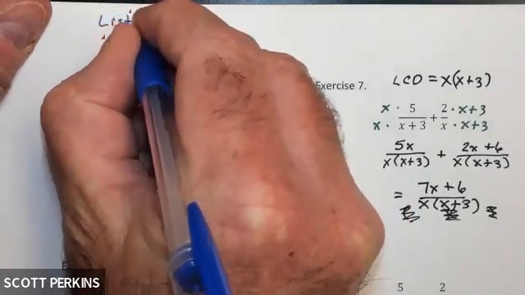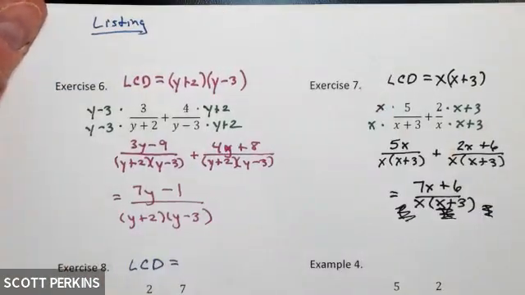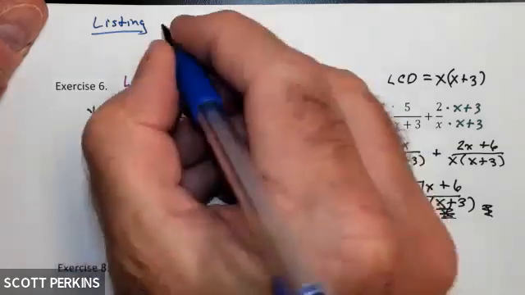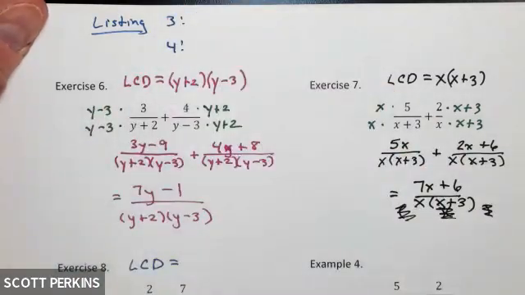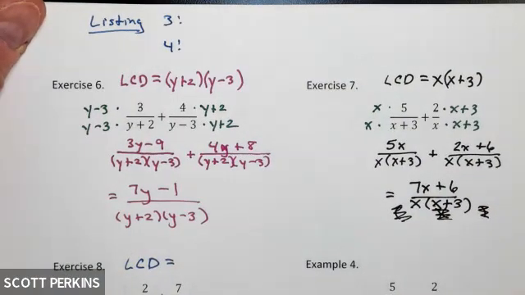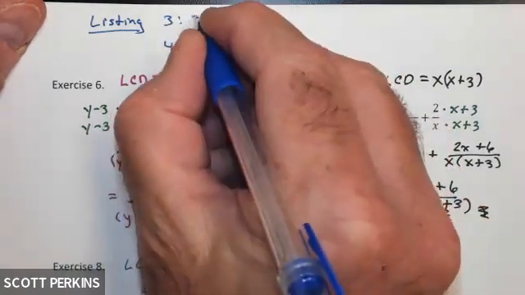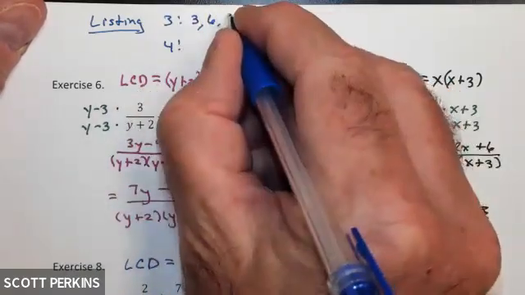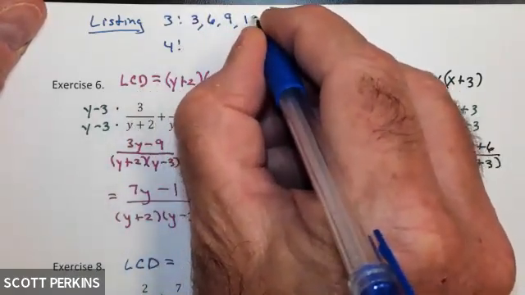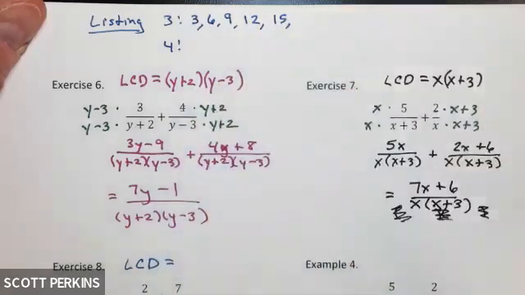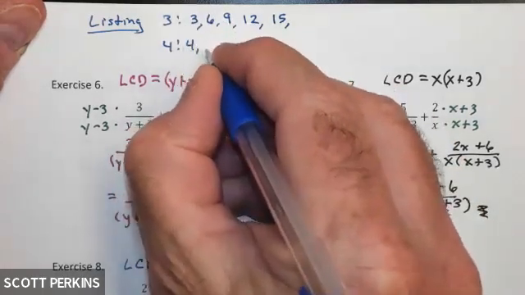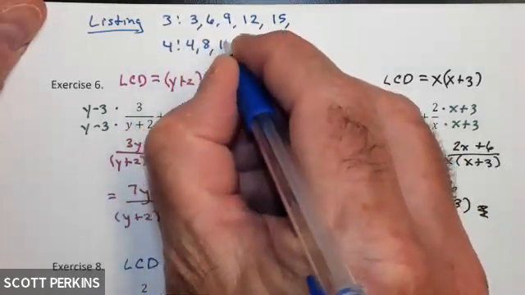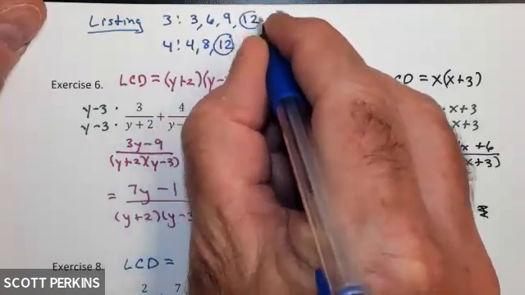All the listing method involves is you take your two numbers, in this case 3 and 4, and you list out the multiples until you find the first one that they have in common. So 3 times 1 is 3, 3 times 2 is 6, 3 times 3 is 9, 3 times 4 is 12, 3 times 5 is 15, and I can come back and I can always add on more. I'm going to stop, and I'm going to go to the 4. And 4 times 1 is 4, 4 times 2 is 8, 4 times 3 is 12. Oh, there we go. That's the first one they have in common.